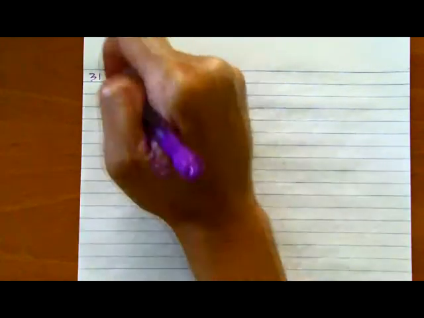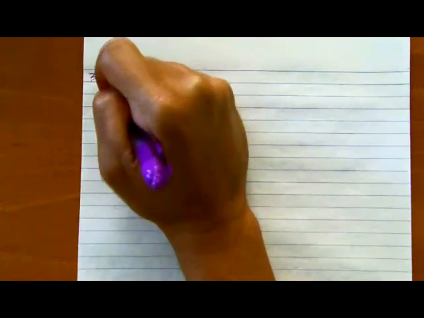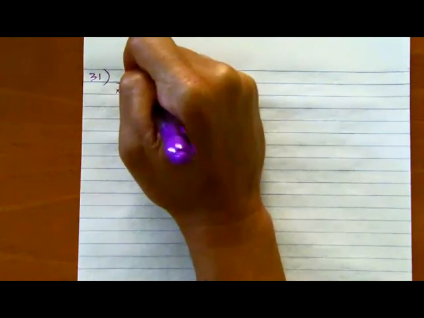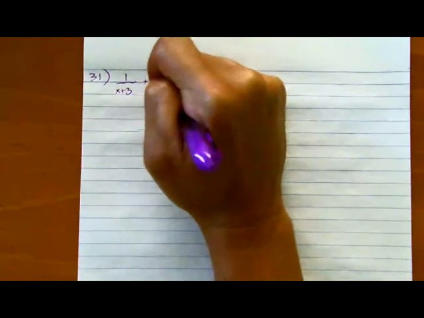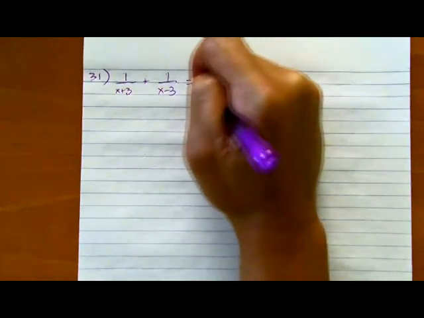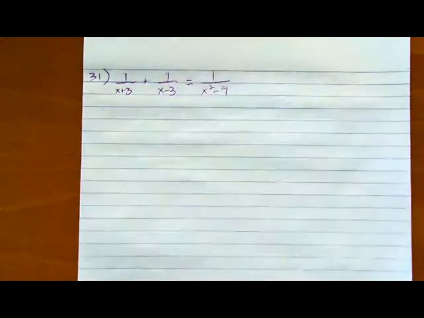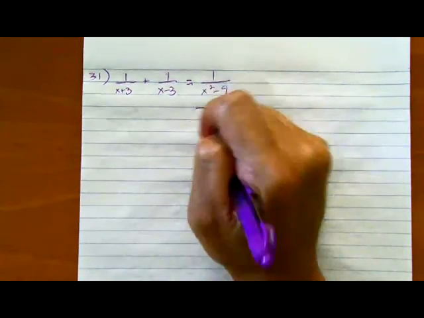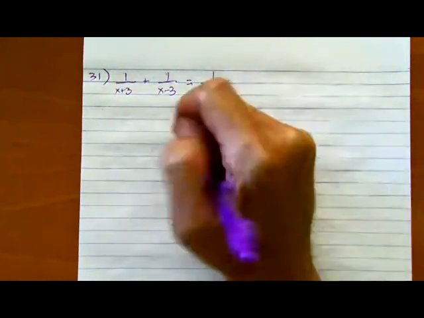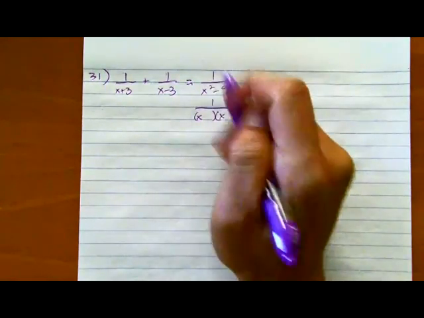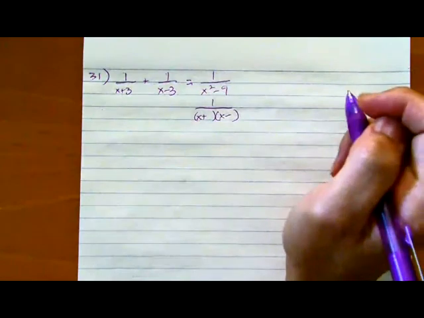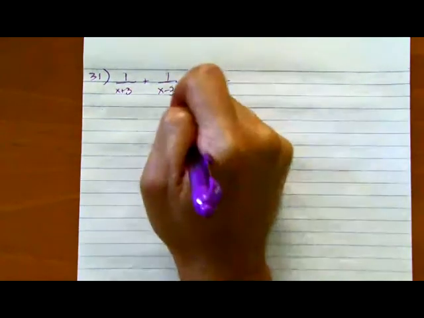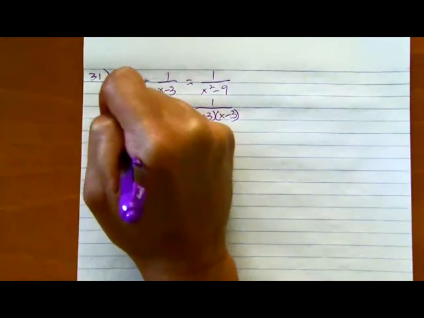Okay, 1/(x plus 3) plus 1/(x minus 3) equals 1/(x squared minus 9). Okay, we need to get the denominators to match. If you look at this denominator here, it can actually be factored. Two sets of parentheses. x and x, we need a negative 9. So it's going to be plus and minus 3 and 3. Okay, hopefully it's obvious now.